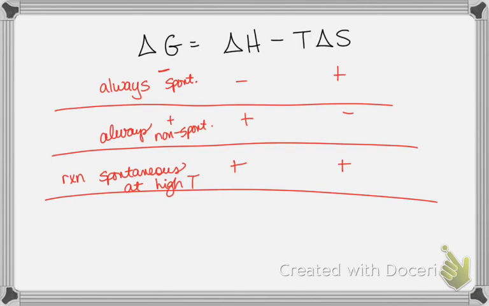Okay? What if delta H was negative and delta S was negative? How is that going to be spontaneous? Well, ultimately you're going to subtract a negative number, then y'all know that would change the sign of it. So the delta G could be negative at very low temperatures. That means the reaction could still be spontaneous at low temperatures.